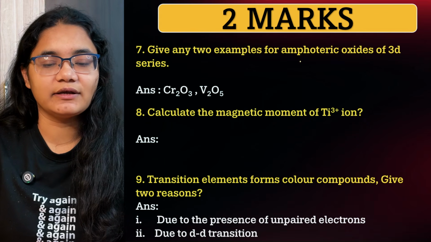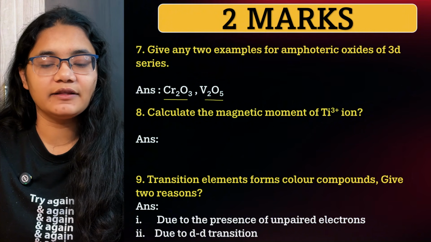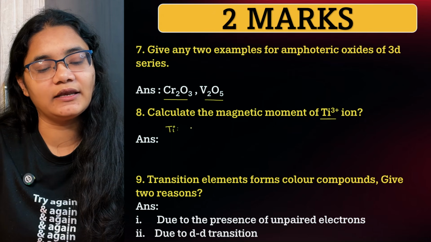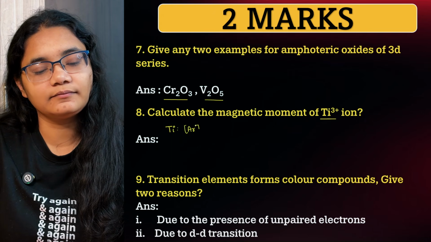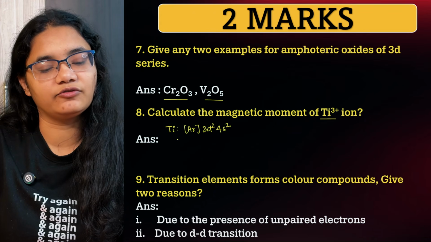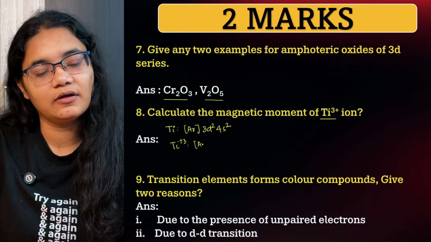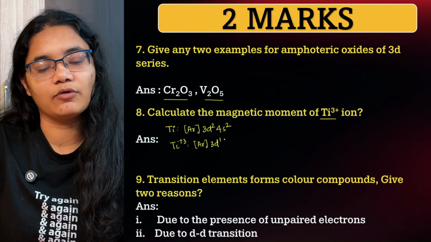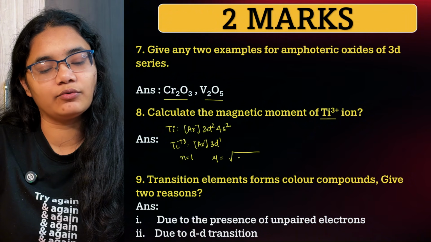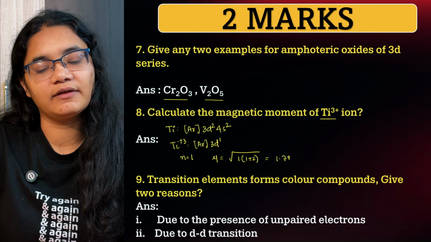Next, we have given two examples of amphoteric oxides: Cr2O3 and V2O5. Calculate the magnetic moment of Ti3+. If you see titanium, it is 3d2 4s2. Now, if I have Ti3+, it will have argon and 3d1 configuration. Here the number of unpaired electrons is 1. So what is the value of magnetic moment? Root over 1 into 1 plus 2, that is equal to 1.732.